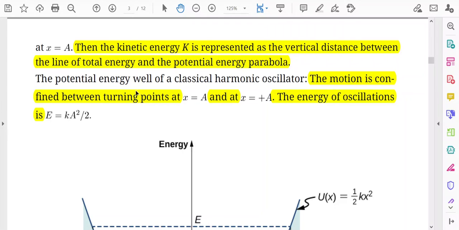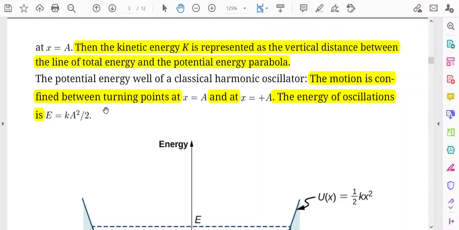The potential energy well of a classical harmonic oscillator. So what do we mean by the potential energy well of a classical harmonic oscillator? The motion is confined between turning points x is equal to minus a and x is equal to plus a. The energy of oscillations is E is equal to half k a squared at those turning points.